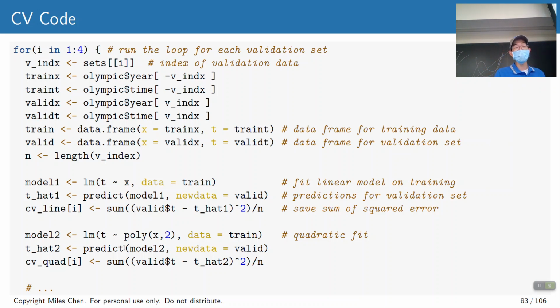I do the same for the polynomial or quadratic model. This time, model 2 is predict t based on a second order polynomial of x using the training data. Once we have that model, we make predictions using the validation data. We get our predicted values, and then I get the squared error by taking the actual data, subtracting off our predictions. We square them, add them up, divide by n. Okay? Does that kind of make sense? What this code is performing?